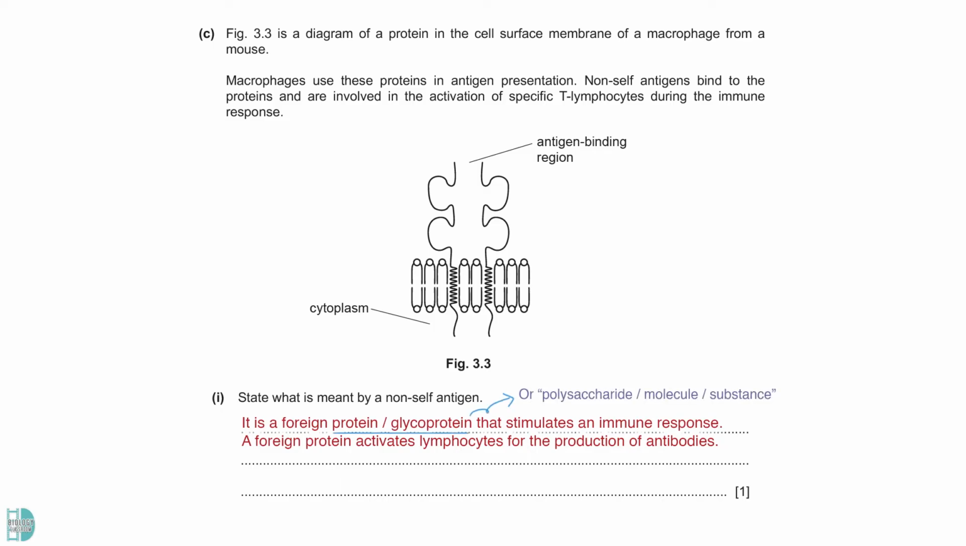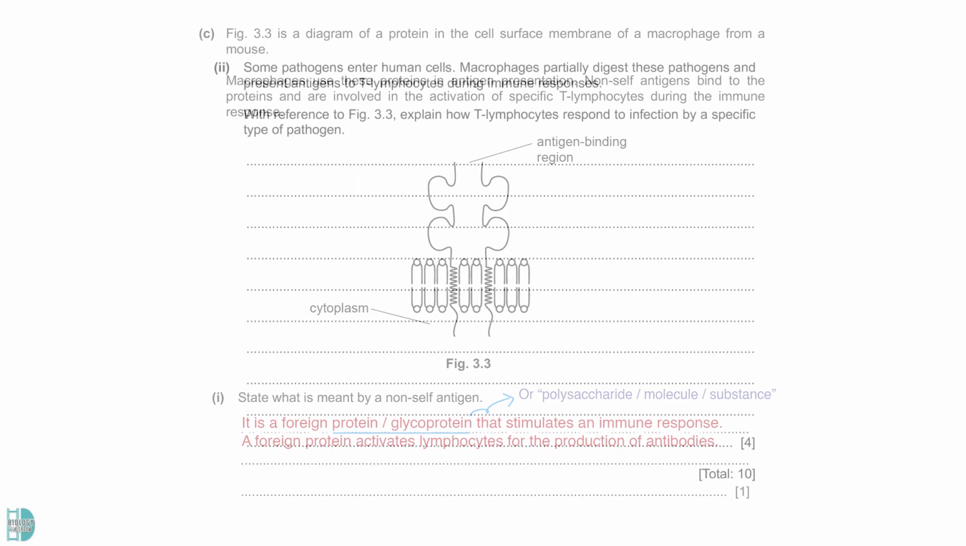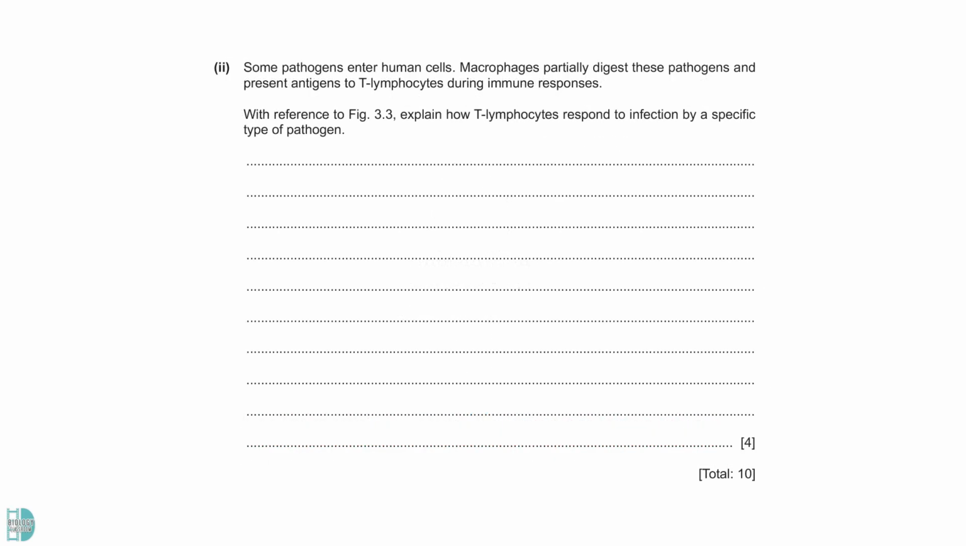Stating that it is a polysaccharide, a molecule, or a foreign substance is also acceptable, as protein is not the only biological molecule that can act as antigen. With reference to figure 3.3, explain how T lymphocytes respond to infection by a specific type of pathogen. Your answer should focus on the T lymphocytes, not the whole immune response. And don't forget that you must talk about both the helper and the killer T cells.